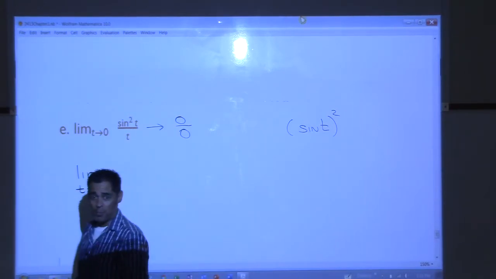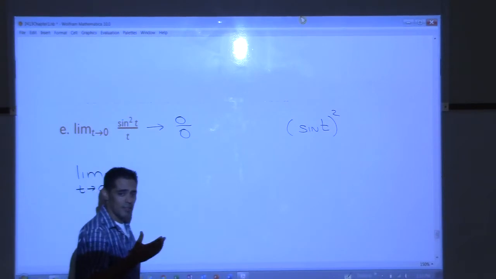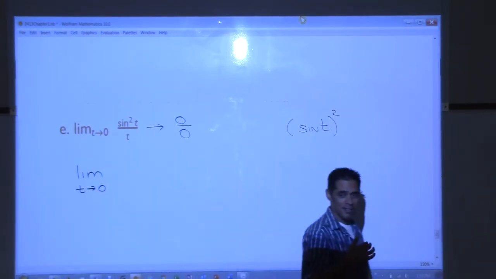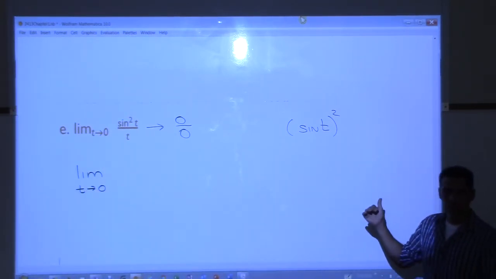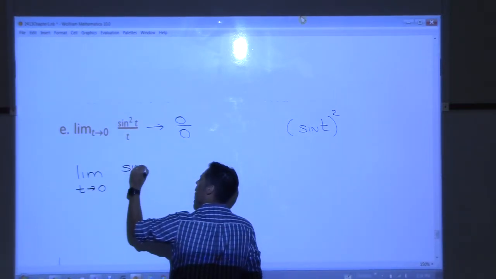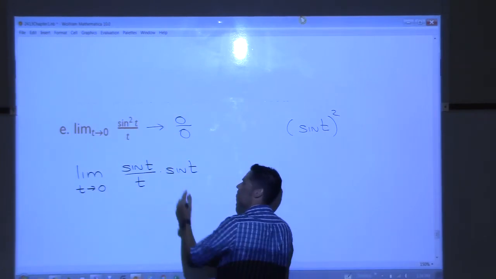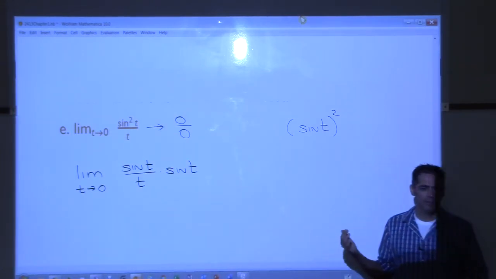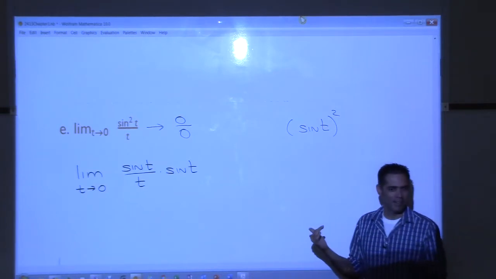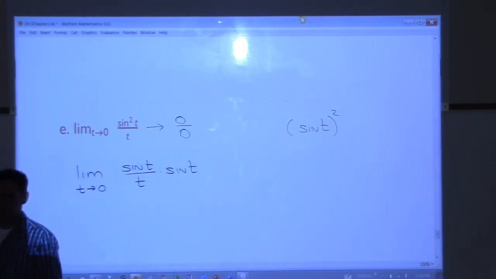What's different about this problem compared to the others? It's being squared, right? Wouldn't you really like it to just be sine t? Because you already have a t on the bottom, don't you? So just make it sine t. How about just rewriting it as sine t over t times sine t? Isn't that the same thing? That's the same thing, right? Do y'all agree with that?